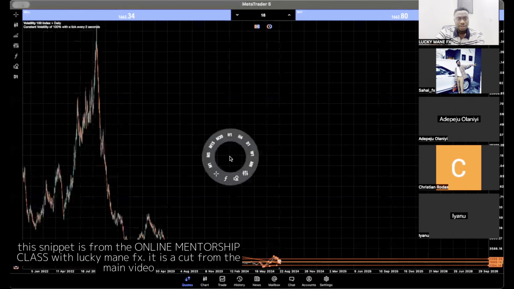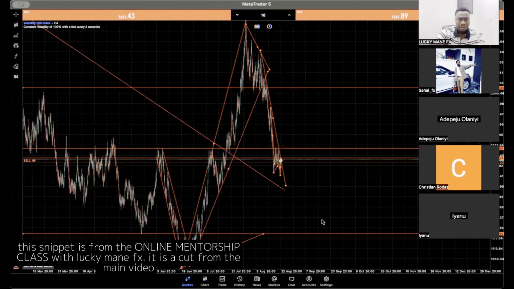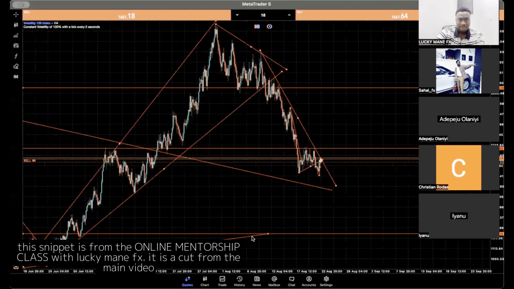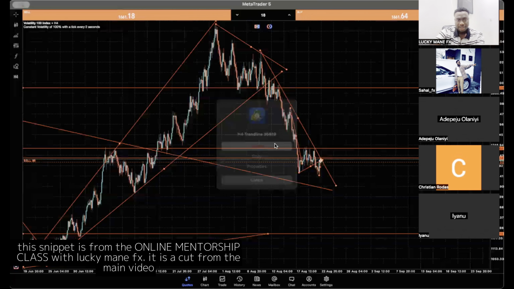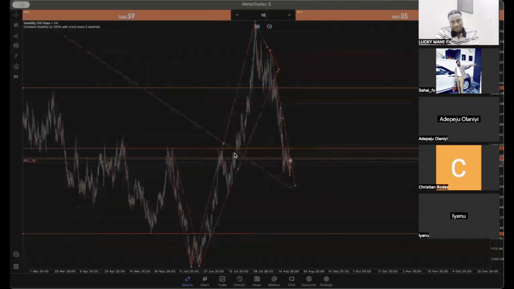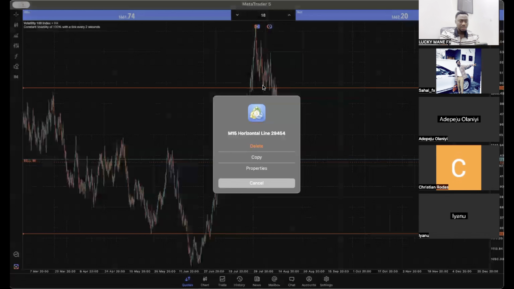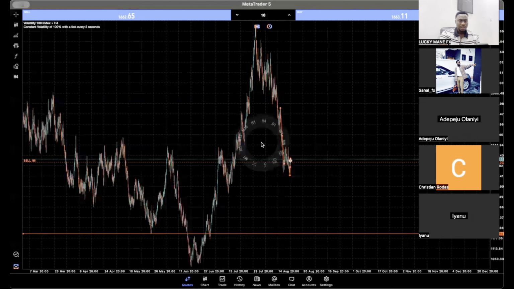So I gave a signal on the volatility 100 index, and I want to explain to us why I gave the signal for the 100 index, the reason behind it. I'm going to delete everything and analyze afresh from the beginning. So you can see where I entered already. I'm going to do my analysis and just explain why I entered there.